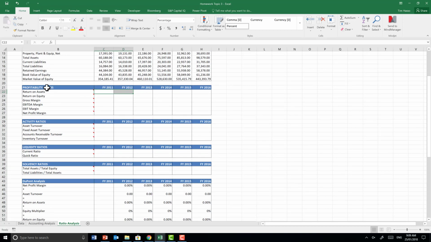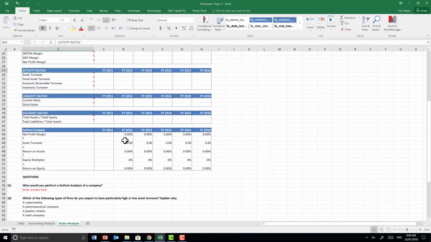Now you'll see that there are different sections, one for profitability ratios, one for activity ratios, liquidity ratios, and solvency ratios. And here at the bottom, it's basically just bringing it all together into DuPont analysis, which I'm thinking you would have covered in your introduction to accounting previously.